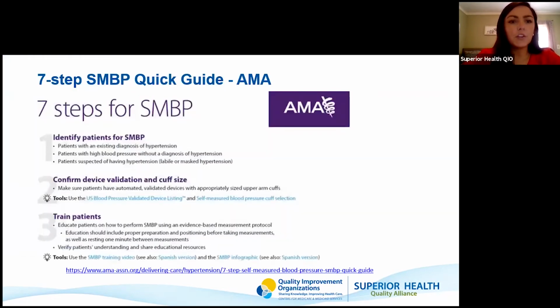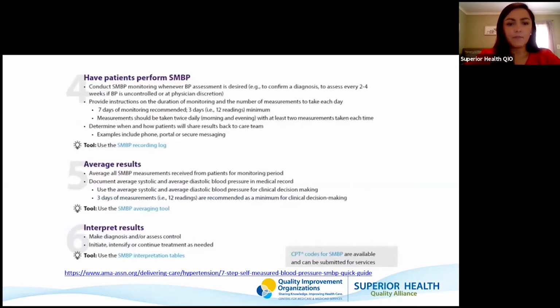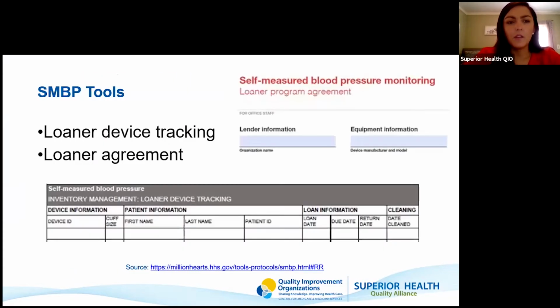The first one is a newer guide, a 7-step SMBP quick guide through the AMA. It walks you through each step of an SMBP process, identifying patients for SMBP, confirming device validation and cuff size, and training patients, for example. I've included that here for your reference, along with the link down at the bottom for you to check out.